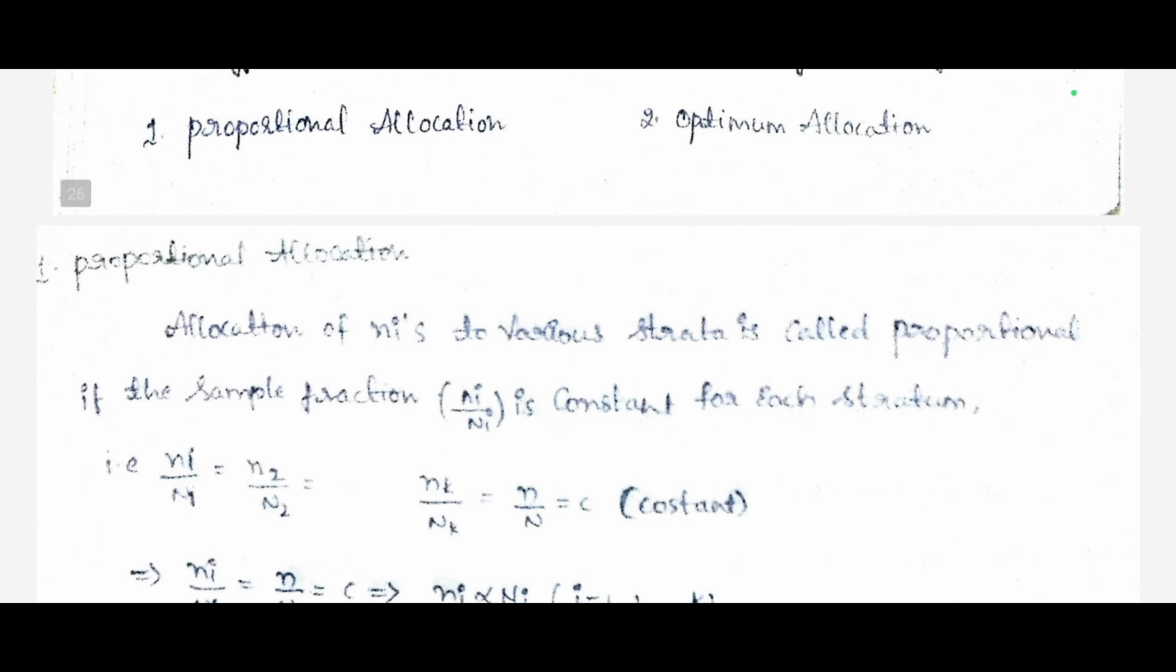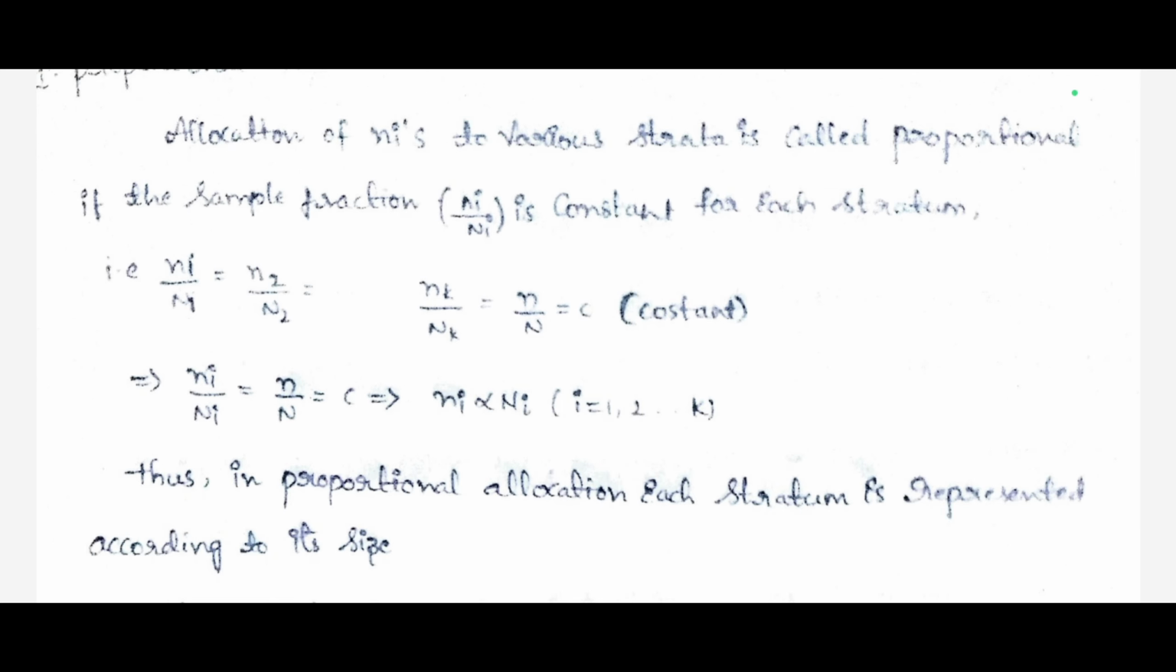Now what is proportional allocation? Let's see. Allocation of ni's in the various strata is called proportional allocation if the sample proportion, small ni divided by capital Ni, is a constant for each stratum, that is, small n1 divided by capital N1, small n2 divided by capital N2, and small nk divided by capital Nk are equal to a constant.